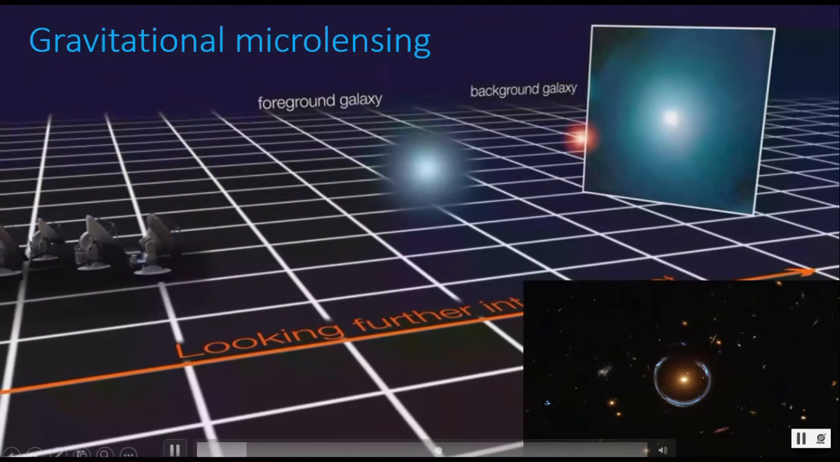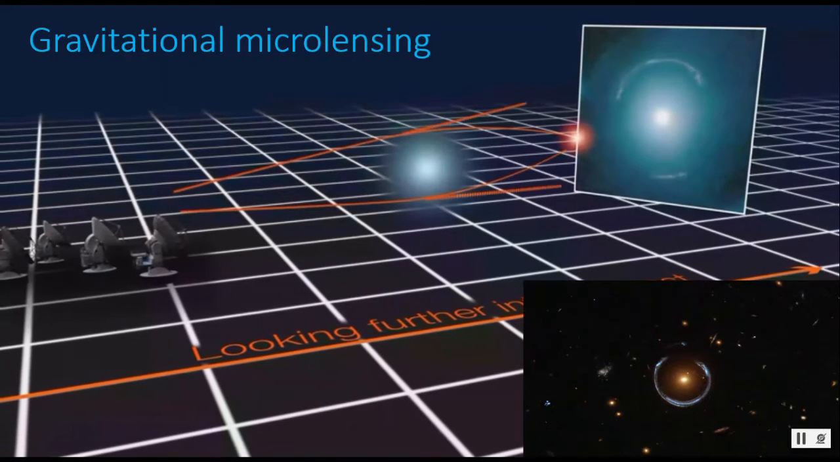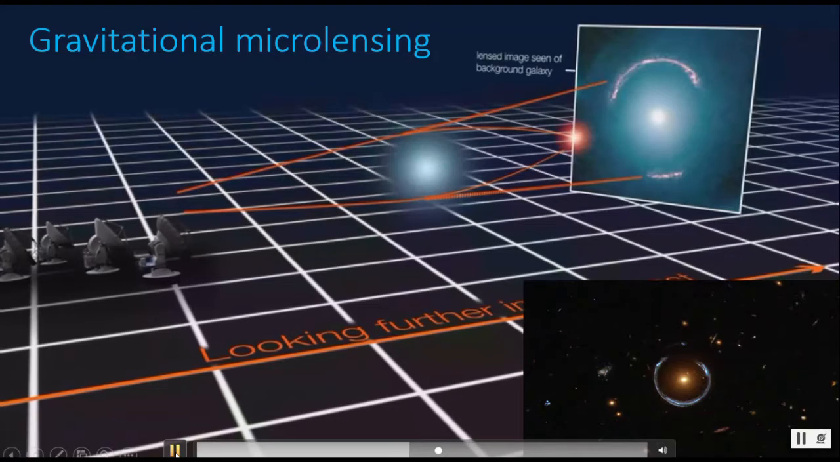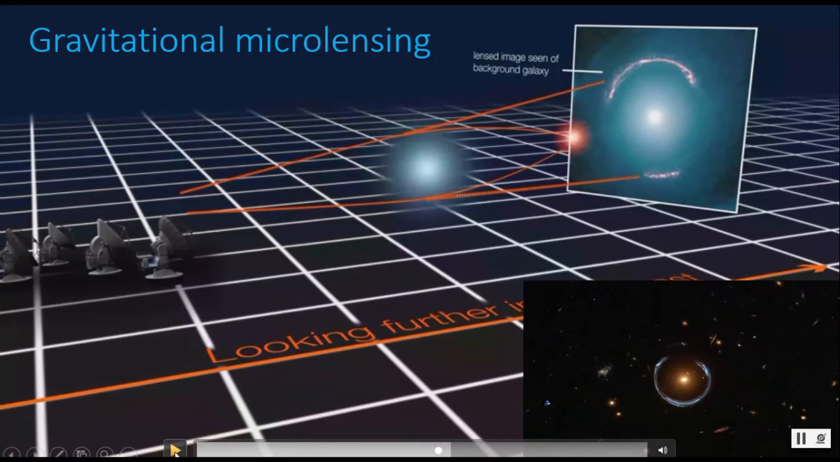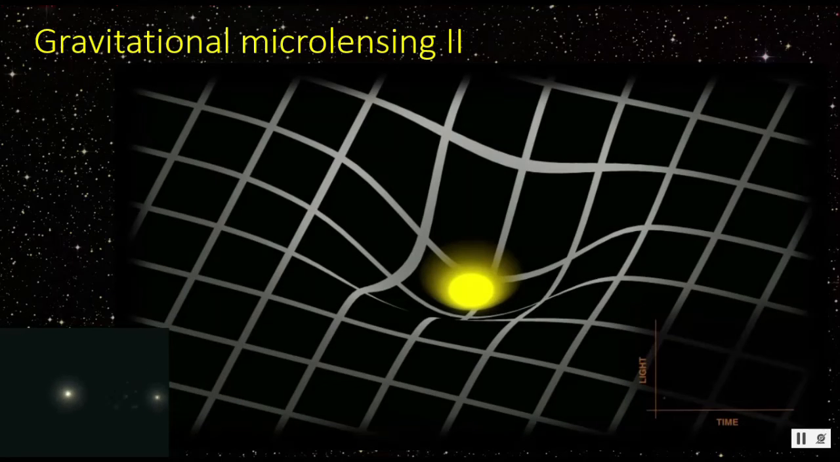Gravitational microlensing. In this method, we use the fact that light bends around very massive objects. This allows objects to be lensed, which means focused onto the observer. Also, it can create rare cases like these, causing the background star to form a ring around the foreground star.